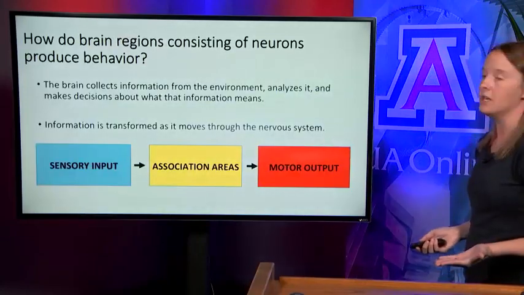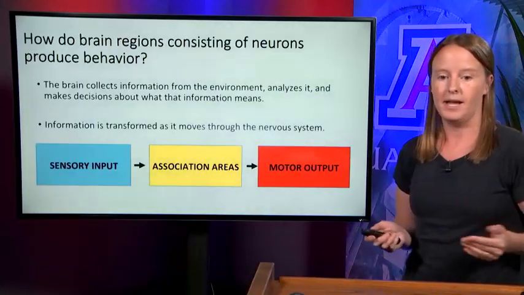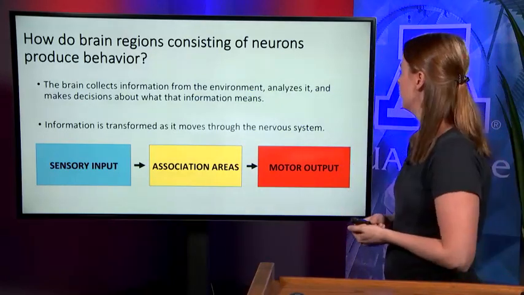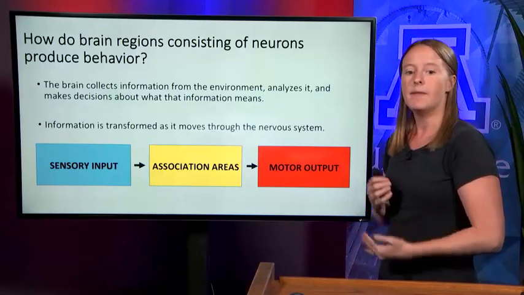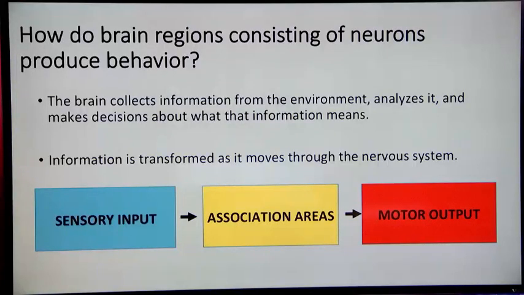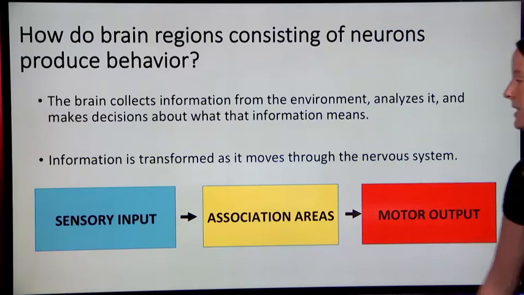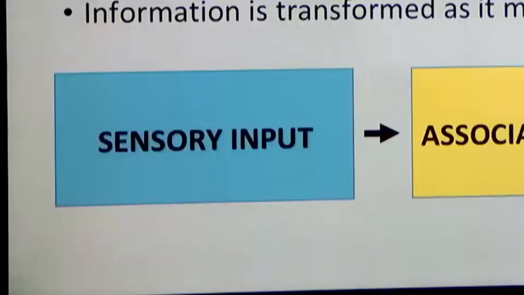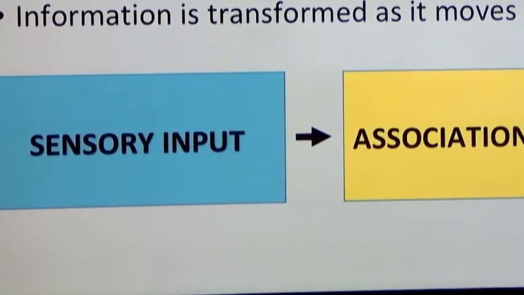So how do brain regions consisting of neurons produce behavior? Well, the brain collects information from the environment, it analyzes it, and then it makes decisions about what that information means. Okay, and information is transformed as it moves through the nervous system. So our sensory input goes through various association areas and gives rise to motor output.